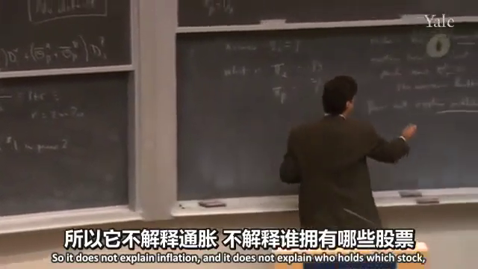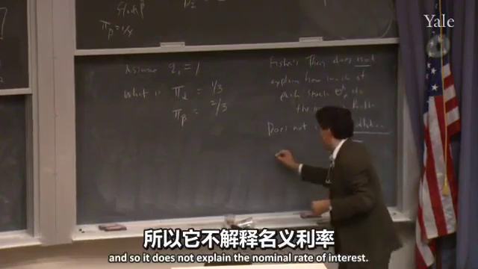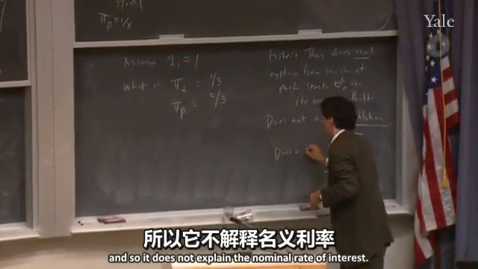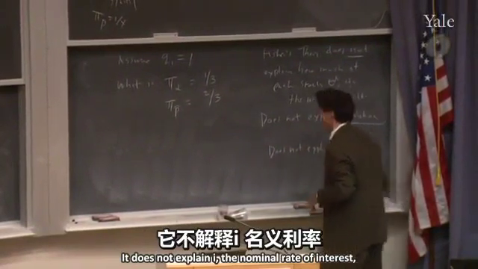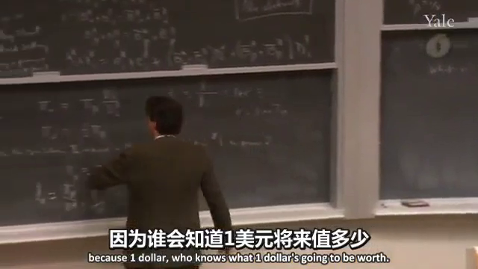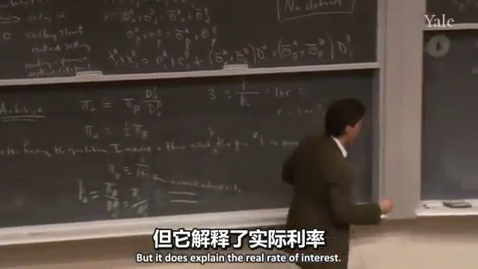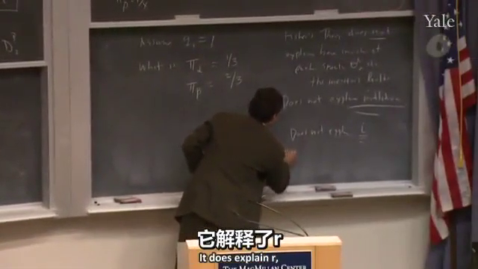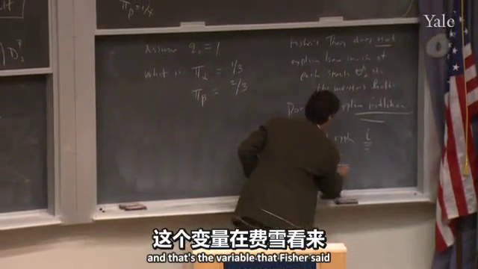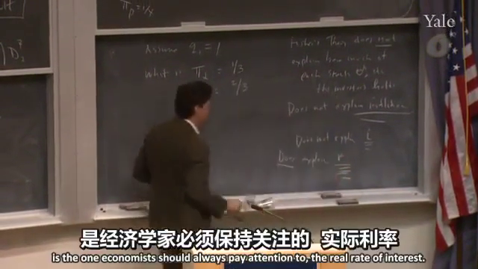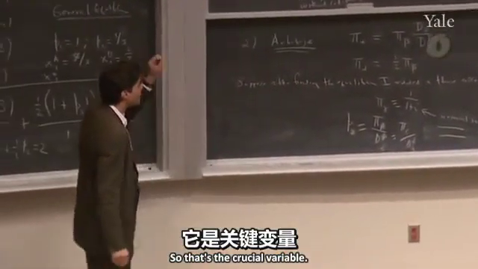So it does not explain inflation, and it does not explain who holds which stock, and so it does not explain the nominal rate of interest. It does not explain I, the nominal rate of interest, because who knows what $1 is going to be worth? It depends on how much inflation we have. But it does explain the real rate of interest. It does explain R. And that's the variable that Fisher said is the one economists should always pay attention to, the real rate of interest. So that's the crucial variable.